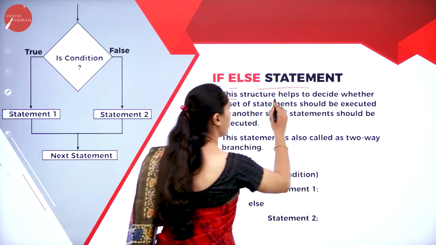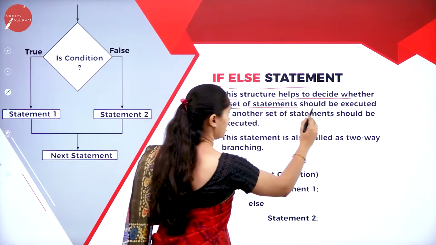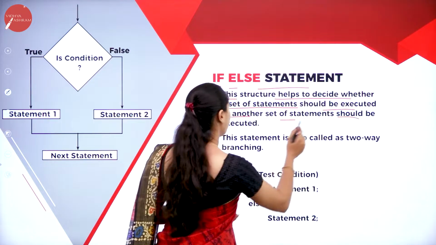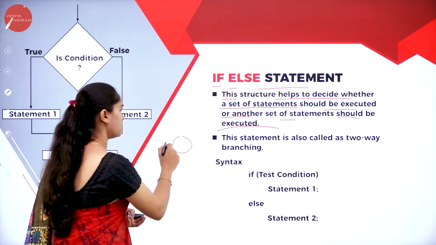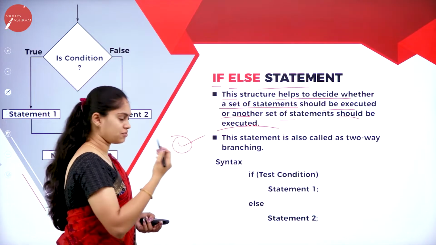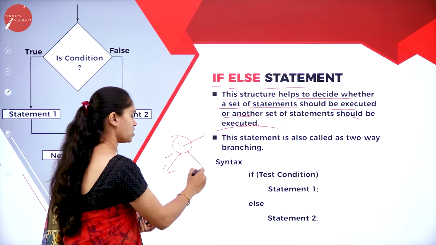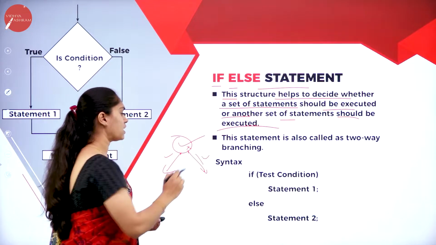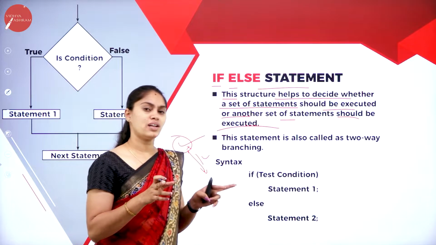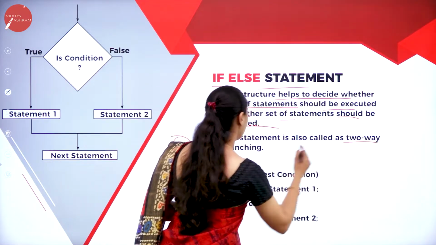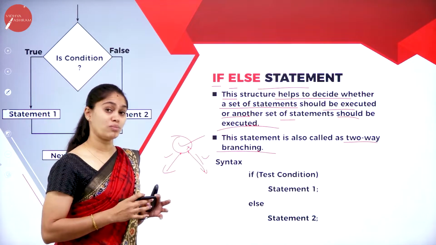So this structure helps to decide whether one set of statements should be executed or another set of statements should be executed. So consider here we have a test condition. If the condition becomes true, then we are going to take one path. If the condition becomes false, then we are going to take another path. That means there will be more than one option here. That is also called two-way branching. Important question for a 1 mark question.